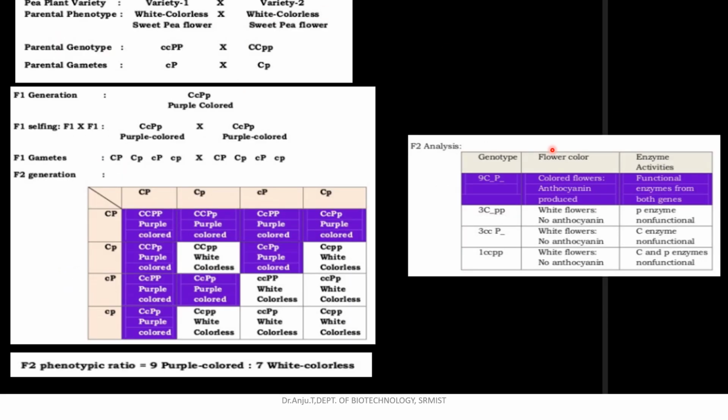So here we have taken the sweet pea flower. A cross is carried out between the heterozygous parents, and you draw your Punnett square and work it out, and the ratio you get is 9 purple colored to 7 white colorless flowers.